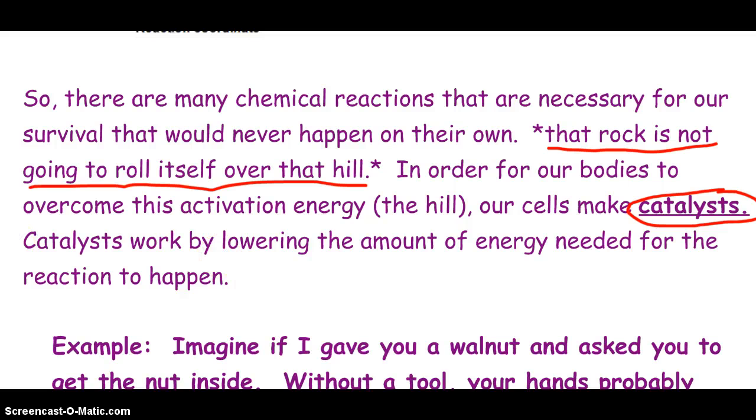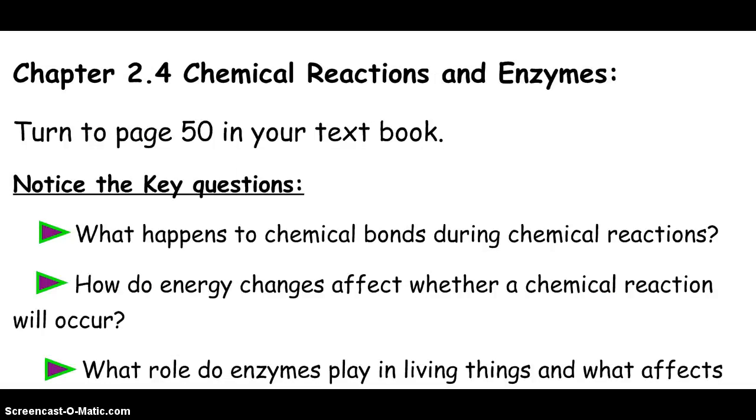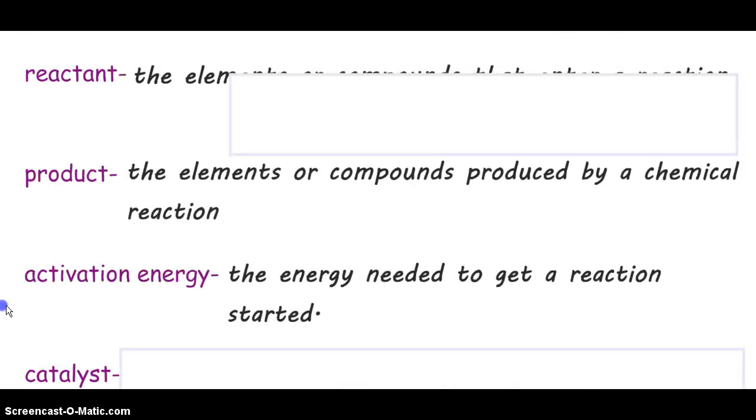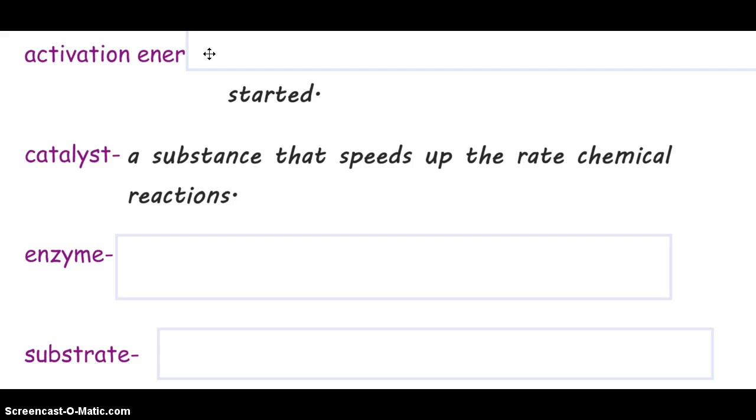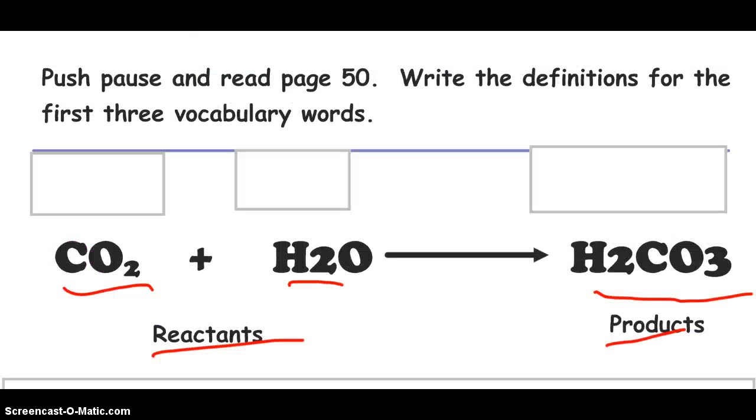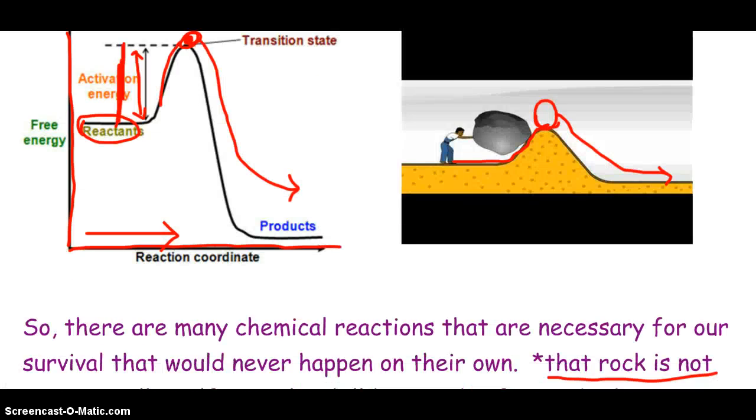So let's go back and do another definition. Go back to your first page, and let's go down to catalyst. For catalyst we've got a substance that speeds up the rate of a chemical reaction. Really what it does is it lowers that activation energy. It makes it easier for it to happen. So if you need to push pause to make sure everybody gets this written, go ahead and push pause. Otherwise, I'm going to keep rolling here, save some recording time.